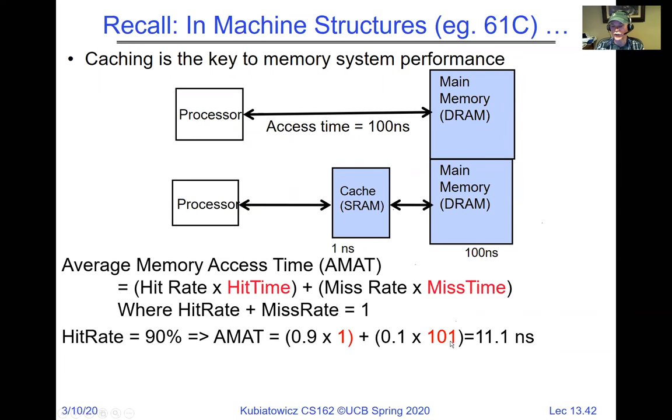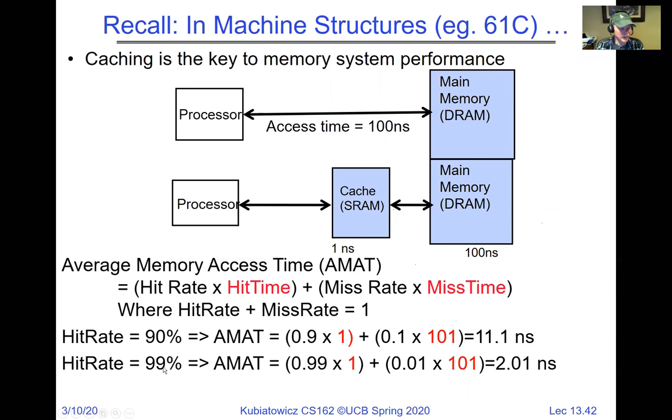Loaded from the cache. And so this miss time is a combination of going to DRAM and pulling it out of the cache. And so with a hit rate of 90%, we get 11.1 nanoseconds. If we are much better and get a hit rate of 99%, then what you see here is pretty good, right? Because 99% of the time we get that one nanosecond, and only 1% of the time we get a 101. And now our average access time has dropped to 2 nanoseconds.